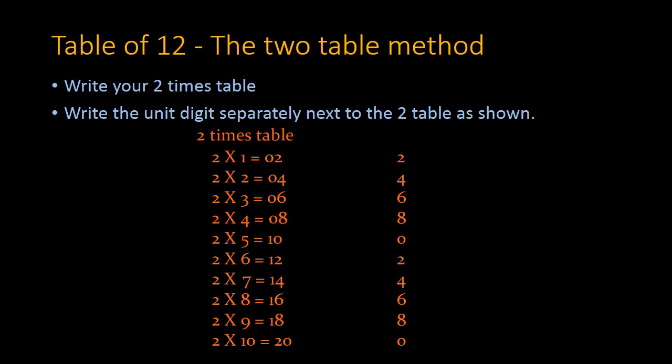Now, another method which can be used to learn the table of 12 is the table of 2. The table of 2 is a pretty simple table. So what we do is we write down the table of 2 and we write down the units digit of that table in a separate column.